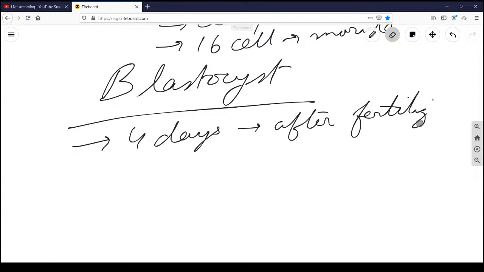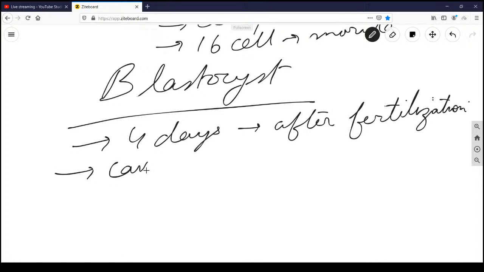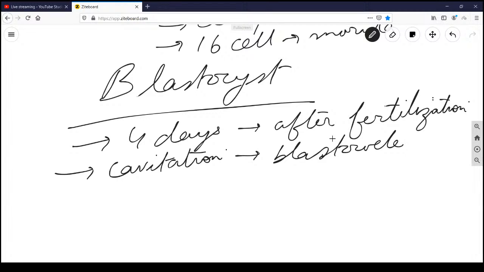Morula forms at 3 days, blastocyst 4 days after fertilization, right? Now in the blastocyst we will have cavitation, also known as the blastocyst cavity. So in the cavitation process, there is an influx of Na+ and water, which fills it with the blastocoel, the water cavity.